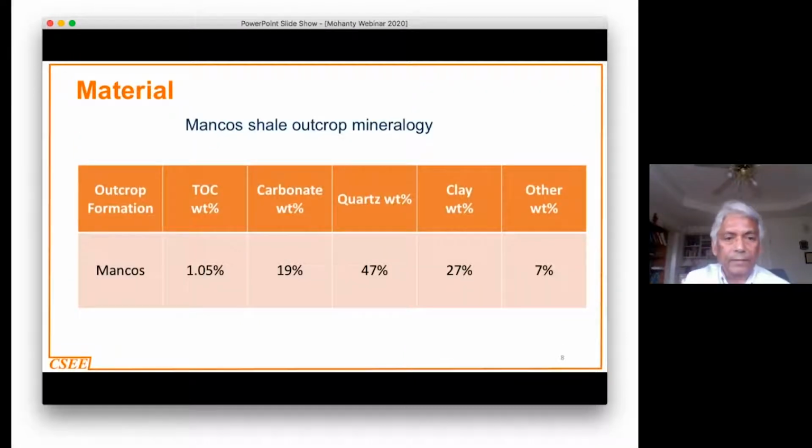So this is the material we're working with right now. It's a Mancos shale outcrop. It is mostly quartz and clay. We like to work with reservoir material. If some company would like us to work with them, I would love to work with reservoir cores. But this is easy to buy, so that's why we are working on this outcrop.